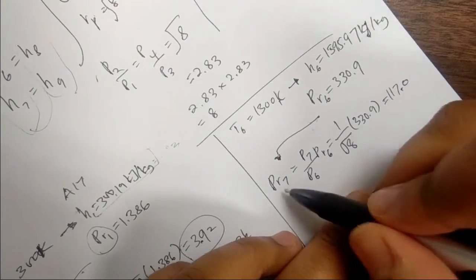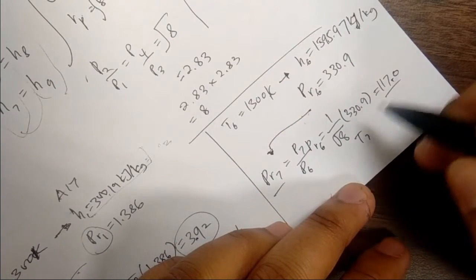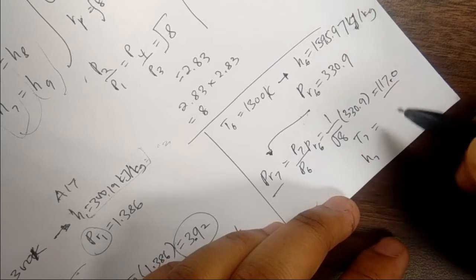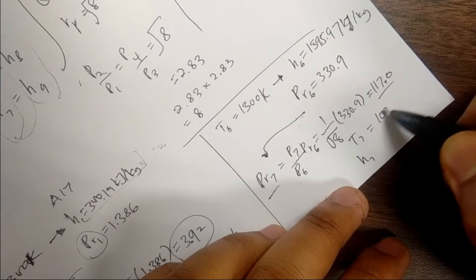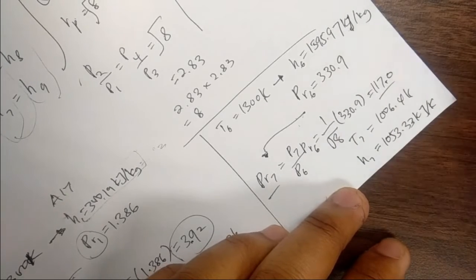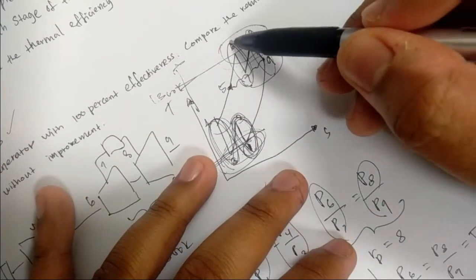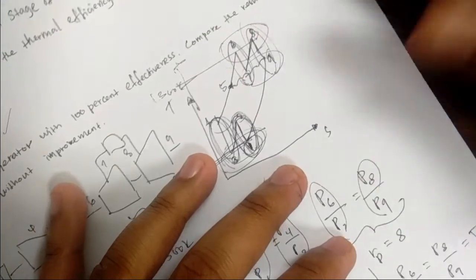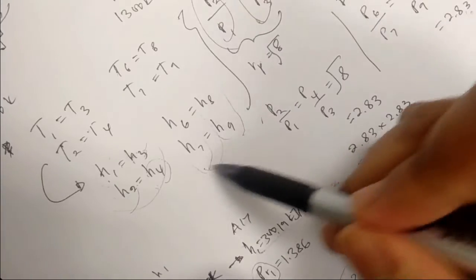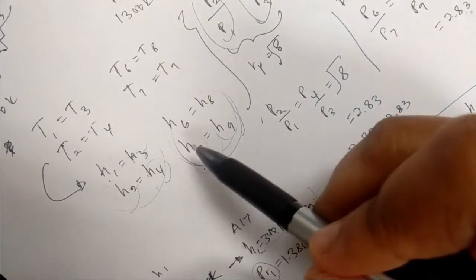Using this relative pressure value, get the T7 and H7. So you will get 1006.4 Kelvin, 1053 kilojoule per kilogram. Okay, so you have already completed the calculation for states 6 and 7. So how about 8 and 9? For 8 and 9 you don't need to do the same process, because it is based on this formula. H6 is equal to H8, H7 is equal to H9.